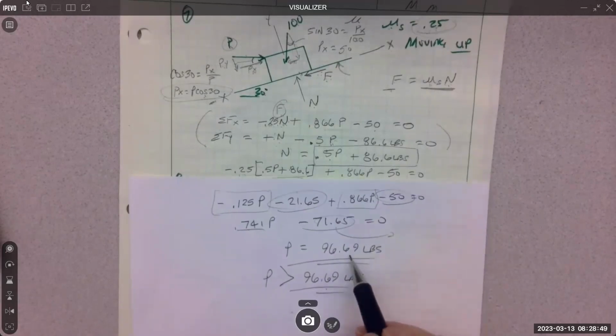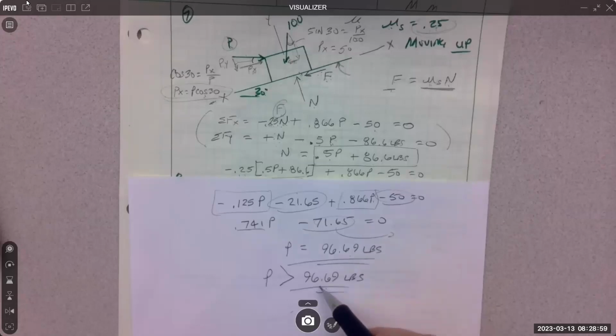So the number you come up with is what we call impending motion, meaning that's right before it moves. If they want to know how much load to get it to move, it's got to be greater than this. 96.70 and it moves. If it's exactly 96.69, it's not going to move. It's just a little bit over, isn't it? Yep, that's exactly right. It's called impending motion. So our whole concept here is we keep it static, but we go right to the limit. So then we know, anything over that value and it goes.